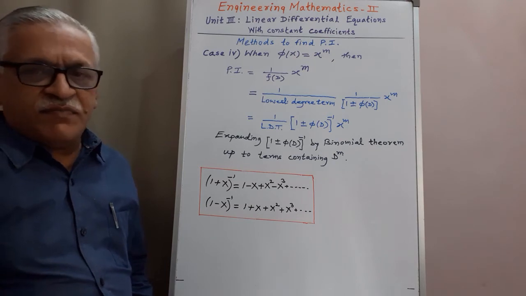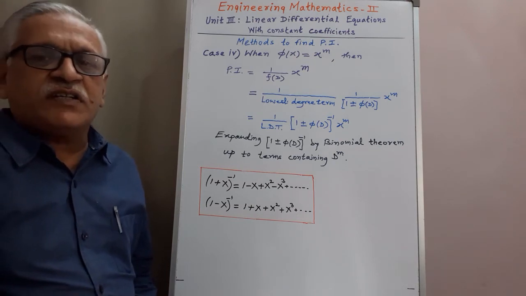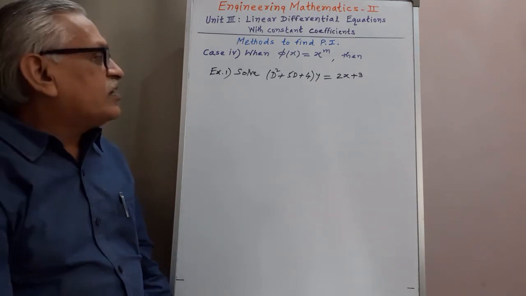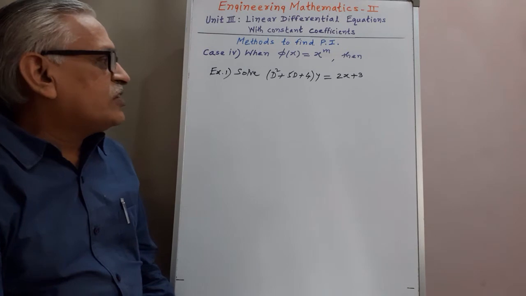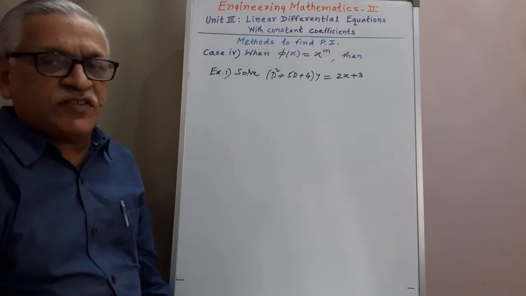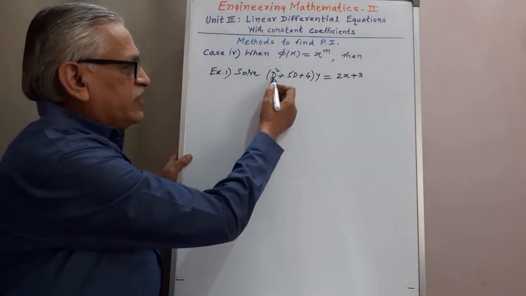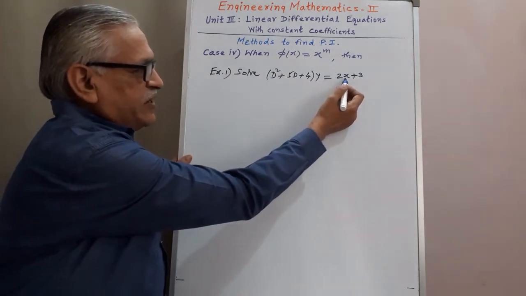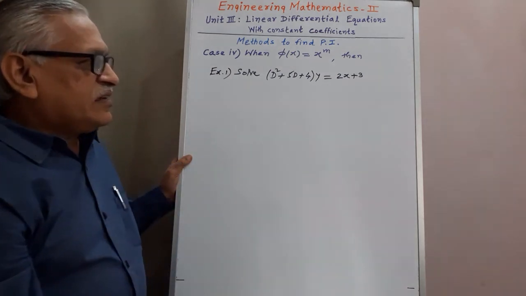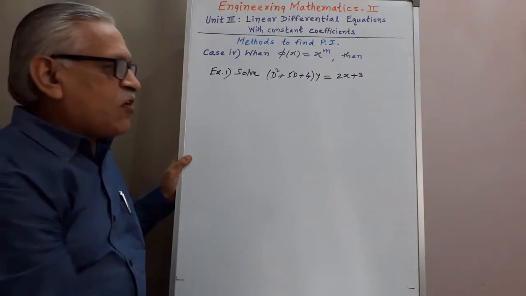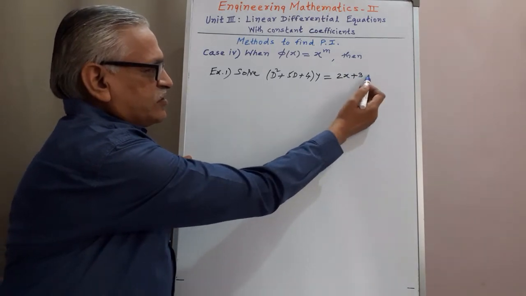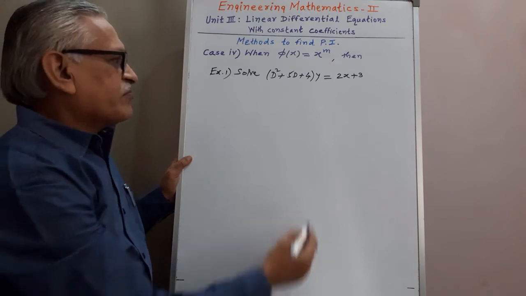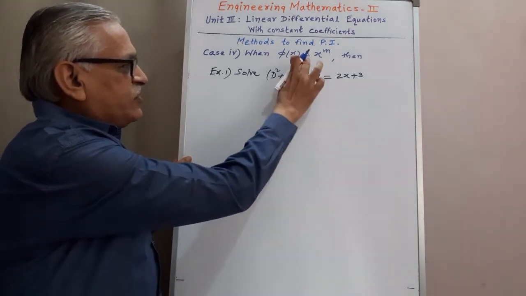Then let us see some simple problems, how we can obtain the P.I. Solve the differential equation D square plus 5D plus 4 into y is equal to 2x plus 3. The given differential equation is of second order with y as the dependent variable and x as the independent variable. The term on the right hand side is in the form of x raised to m. Therefore, this we consider as a single term, 2x plus 3. And then to find P.I., we use this technique.